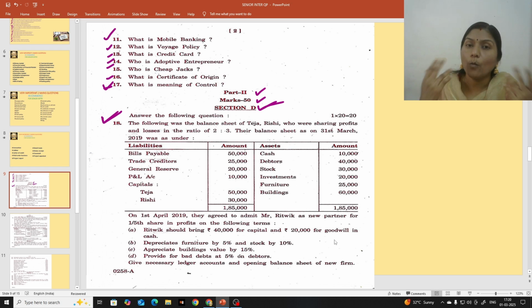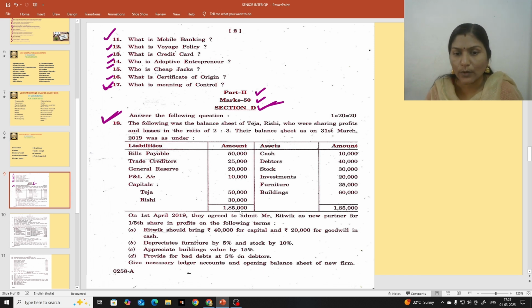But we don't know what we are going to get in the examination. We may get problem from admission of a partner. We may get problem from retirement of a partner. Any one we will get. No choice. Okay, so you have to prepare for both and go to the examination center. Whatever comes, you can write it.